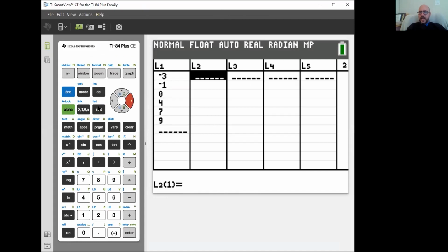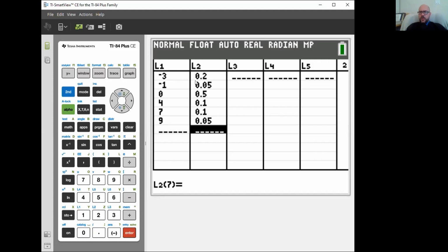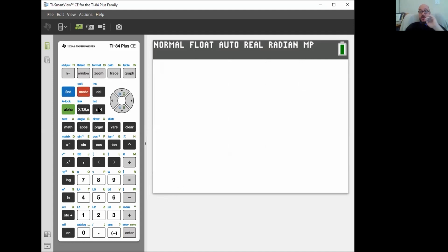And then in the second list, I'm going to put in the weights. So 0.2, 0.05, 0.5, 0.1, 0.1, and 0.05. And then I'm going to use one variable stats. Now, one variable stats. So I'll show you how to do it wrong first. This is going to be a really common mistake that people make. So I'll show you how to do it that way first, and then don't do that.